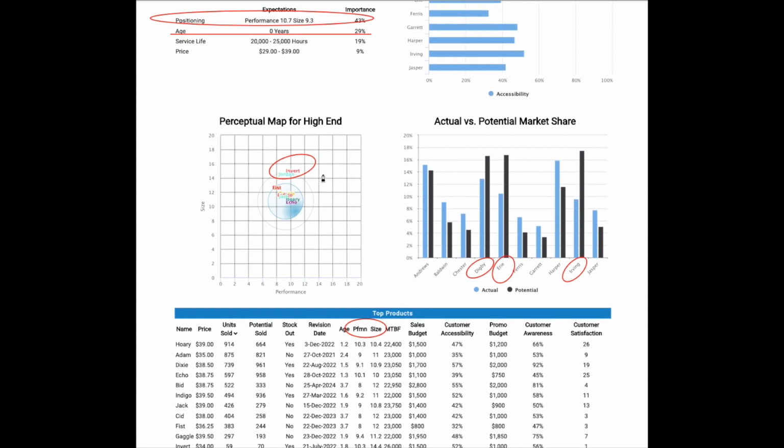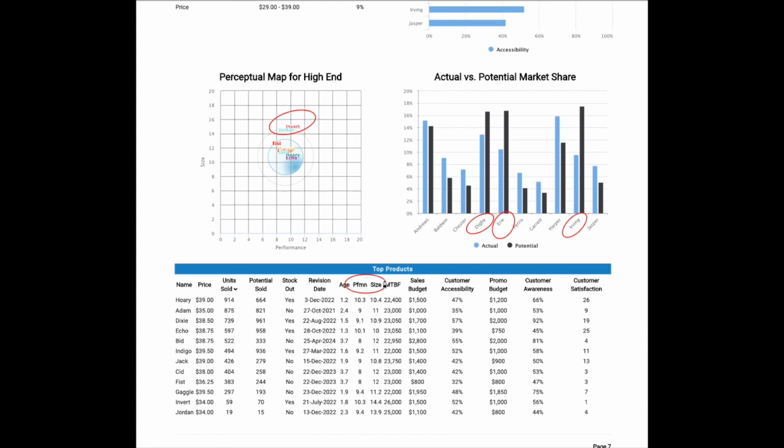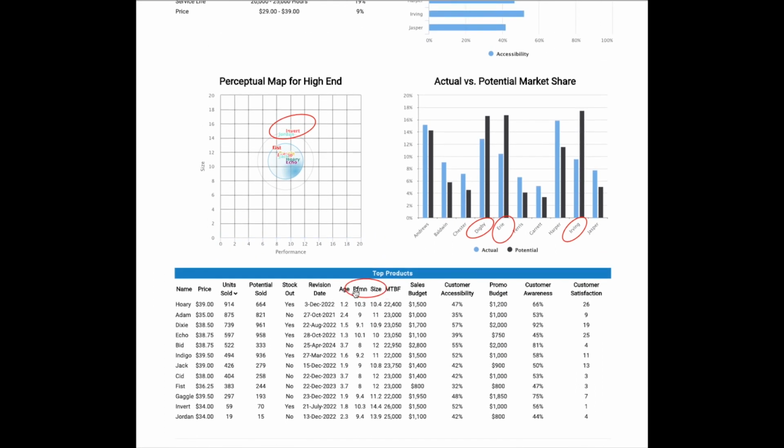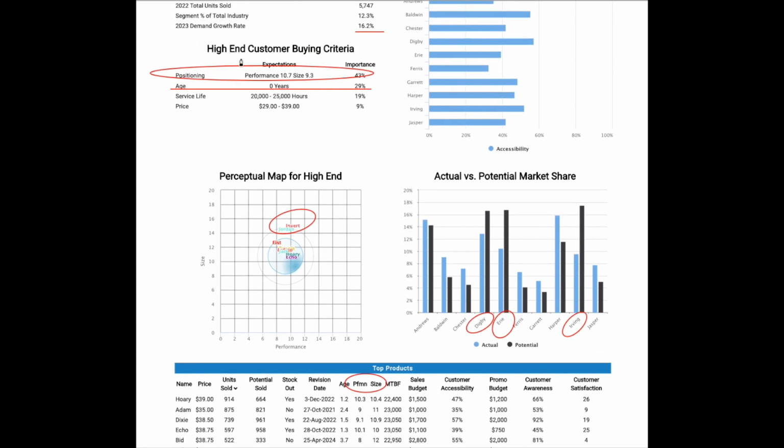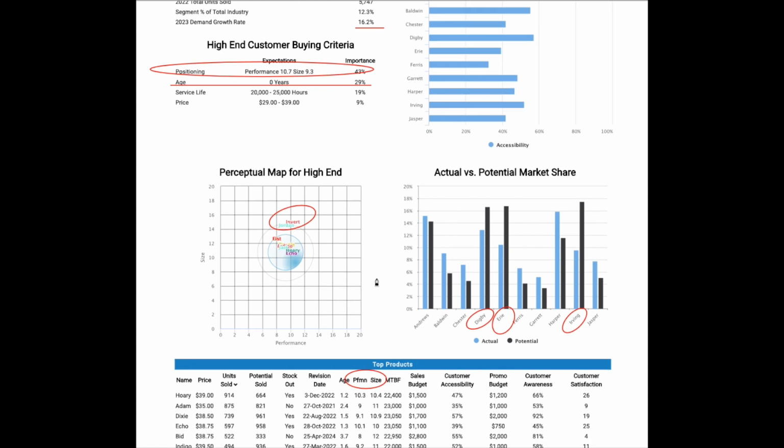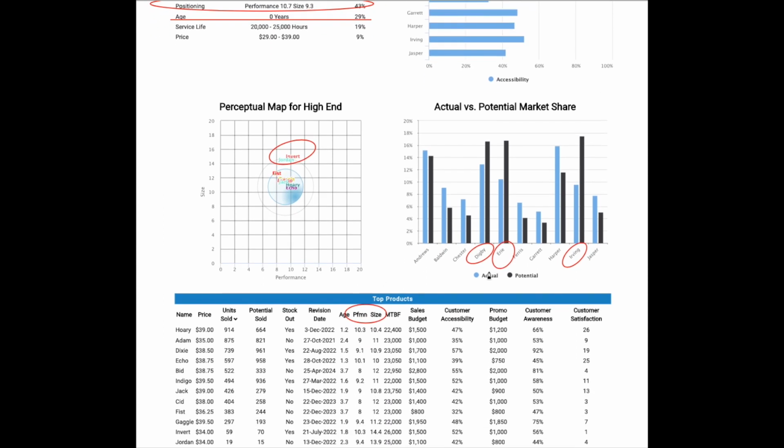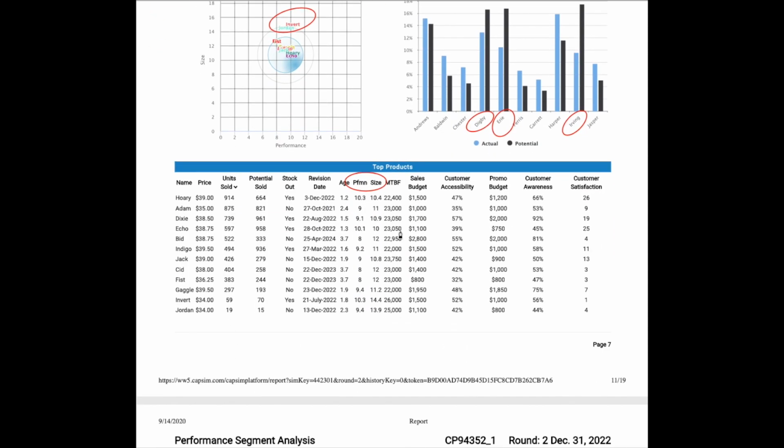So as you can see, those two products, like Team Jasper and Team Irvine, pay attention to those two products. Again, performance, size and age are the 3 important factors for this group of high-end customers. So when you make decisions, pay attention to those. And also Team Digby, Airy, and Irvine, make sure that yes, they have a lot of potential, and you don't want those sales to go to other teams if you want to focus on high-end customers.